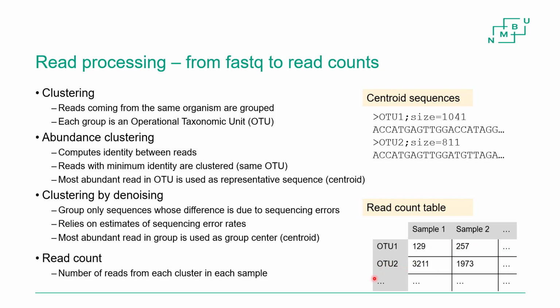And for each group you do this. So you have a table with rows and columns and read counts. So this is the number of reads. It's always integers, positive integers, or zero. Could be zeros, all right? If this one was not found at all in sample 2, then it will be a 0 here. So the output is the centroid sequences as a FASTA file and the read count table as a straightforward table like this.